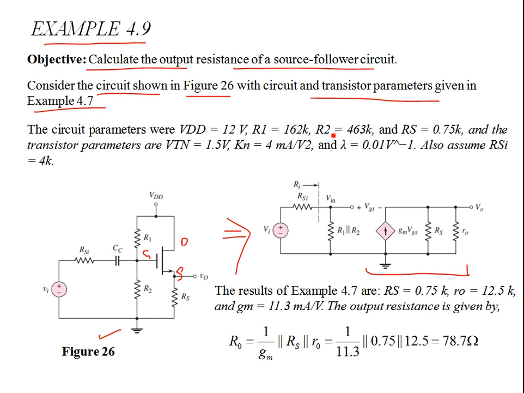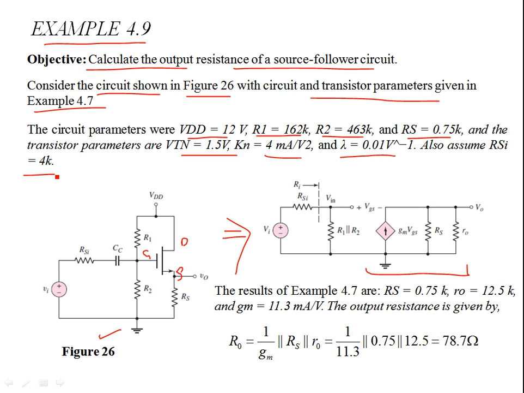In this example 4.9, over here again, RS is 0.15 kΩ. The biasing resistances R2 and R1 are given, and VDD is 12 volts. Again, the transistor parameters are given: the threshold voltage, the conduction parameter, the channel width, and the channel-length modulation parameter. Also, you assume that the source resistance is 4 kΩ.